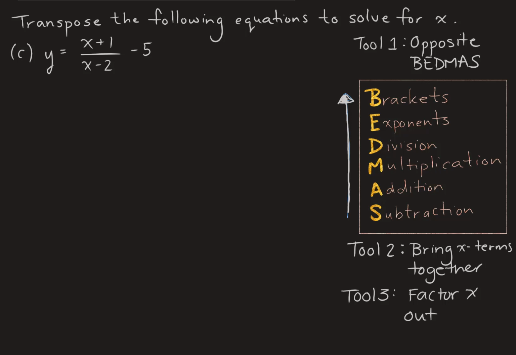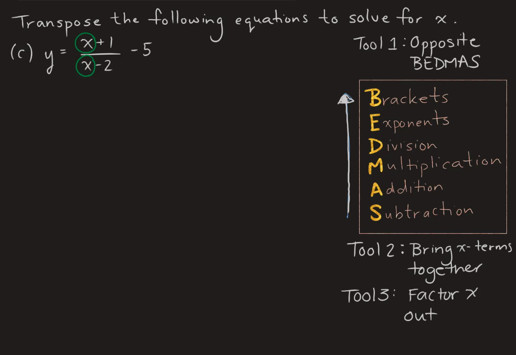So here's our third and final example for transposing. We have y is equal to (x plus 1) over (x minus 2), all minus 5. So here are the x terms that we're going to be trying to isolate. So let's work opposite BEDMAS again.